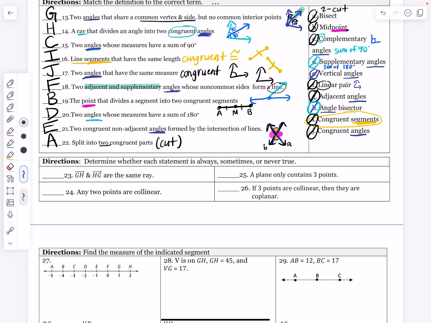All right, friends, we have made it to our always, sometimes, never true section. So this is a little bit tricky. This is something that people struggled with on the quiz for true, false. Always, sometimes, or never true.